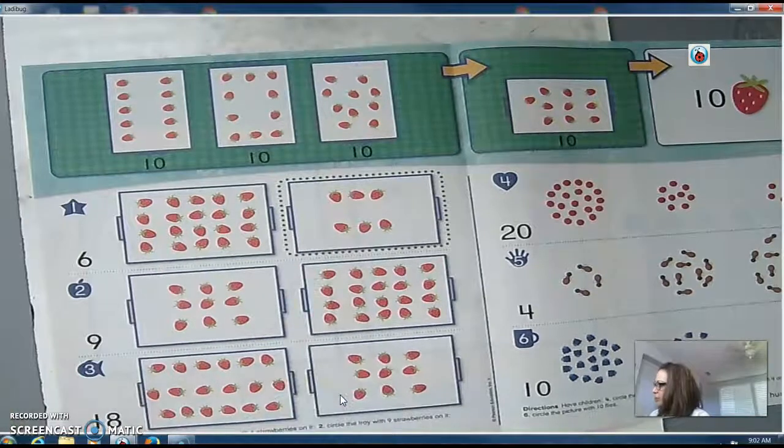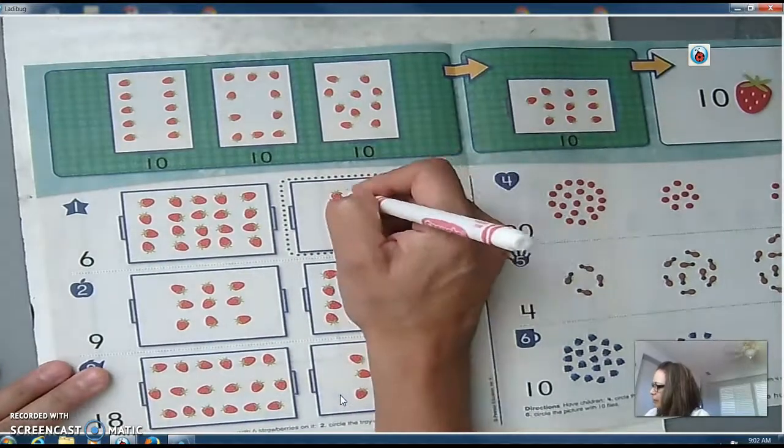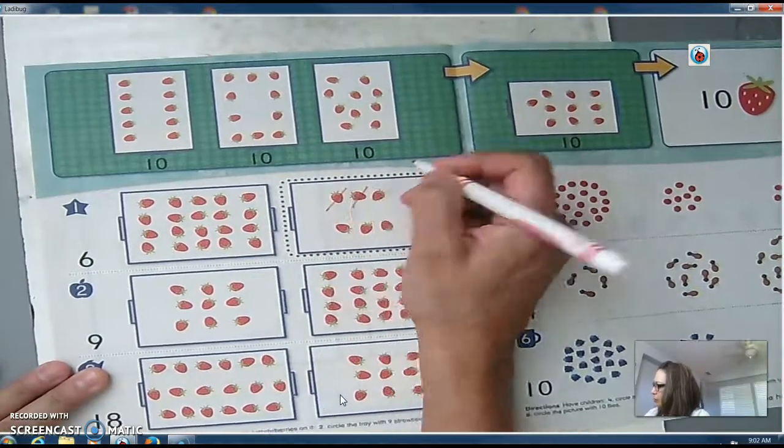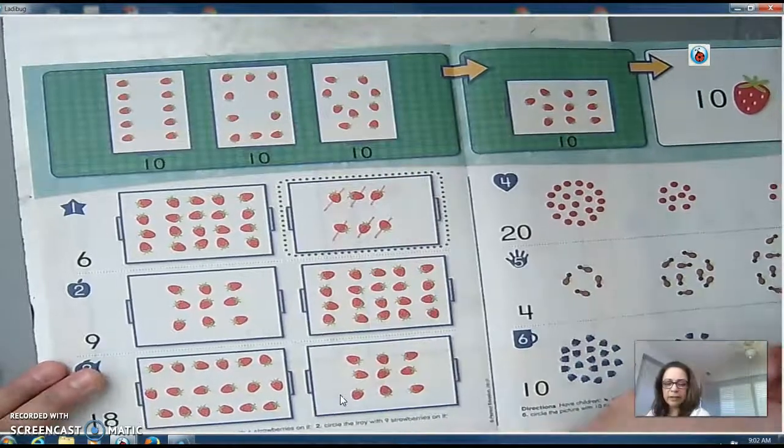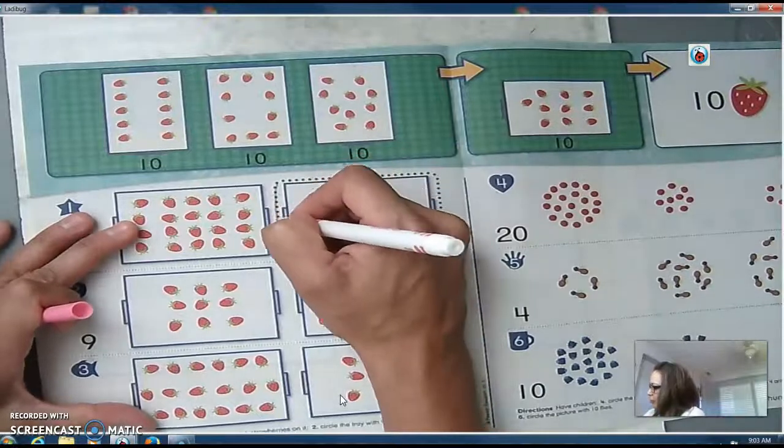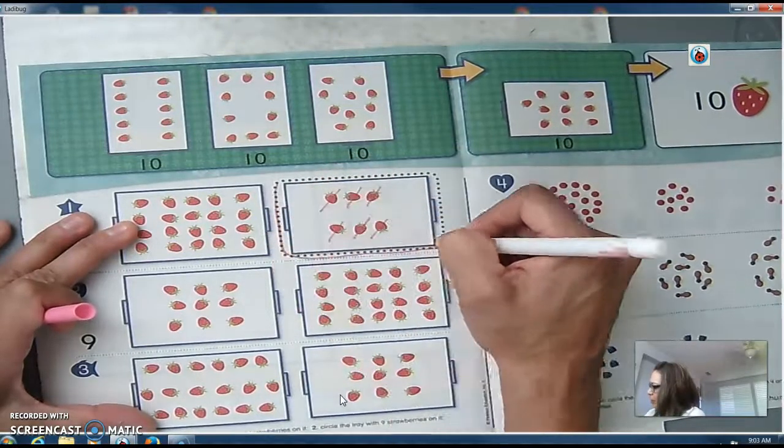But let's make sure. Let's count them. Ready? 1, 2, 3, 4, 5, 6. Alright, let's go ahead and circle this one because this is the one that has 6.